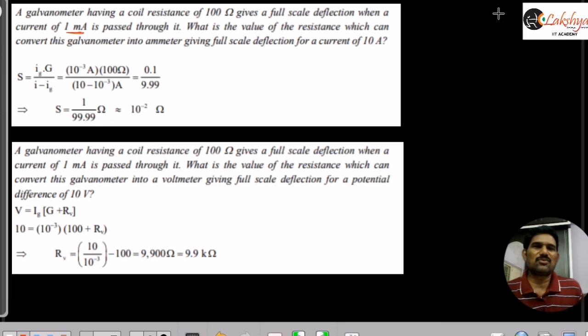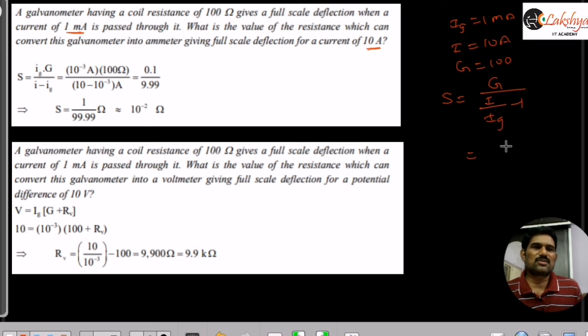So that is our Ig value. Here we can write Ig is equal to 1 milliampere. Now the I value: we need to increase its range to 10 amperes, and the resistance of this galvanometer is 100. So our formula is S = G / (I/Ig − 1). You can simply apply this formula and simplify.